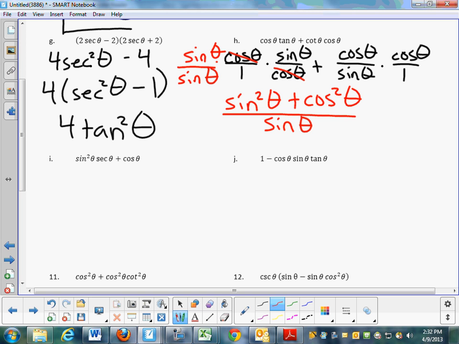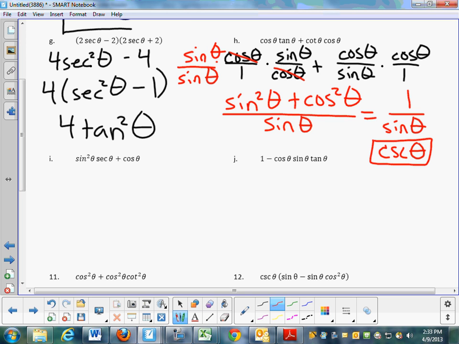Sine squared plus cosine squared is 1. What's 1 over sine of theta? Cosecant of theta. Yeah. Booyah.